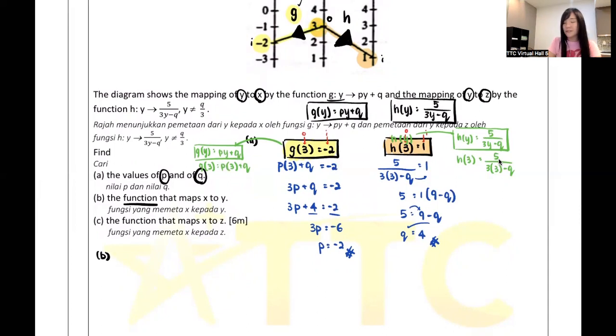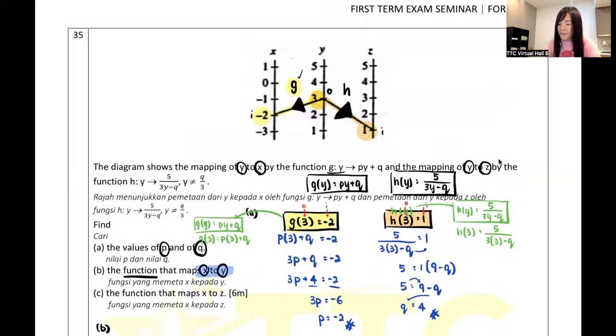Let's look at B. They say they want to find the function. Function what? x to y. Functions normally have a name like f(x), g(x), right? So they actually want you to find just that function. But the problem is they don't give you the name. They expect you to write it yourself. So you guys are always wrong, not because you don't know how to do it, but because you write the wrong name. So name is super important. So now, do you realize they want to find the function x to y?